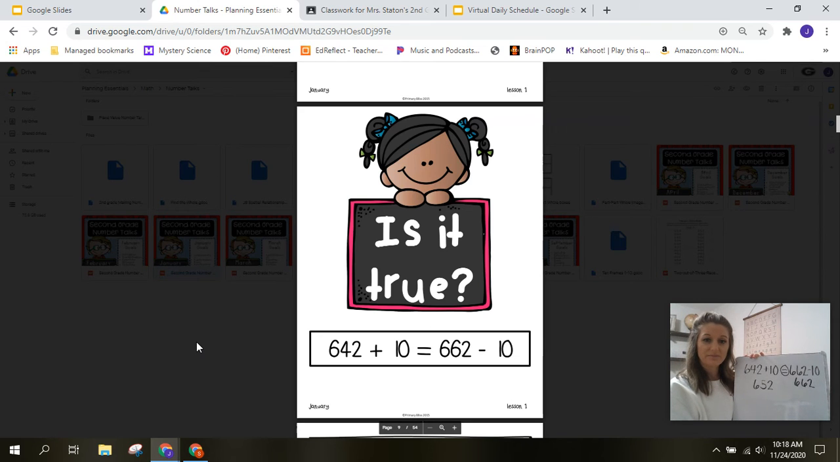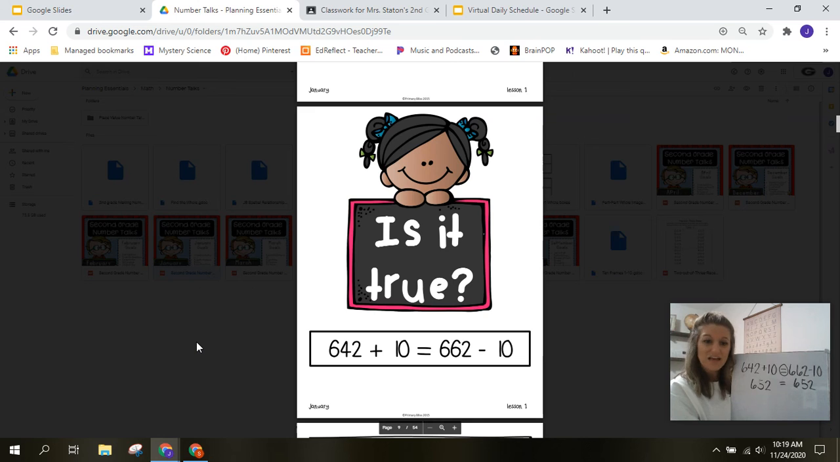Tell me what you came up with. How did you get your answer? I hope you noticed that with minus 10, just the tens place is changing, and it's going to go down one 10. So instead of 62, we're going to have 52, 652. Our symbol said equals, or the same. Is 652 the same as 652?